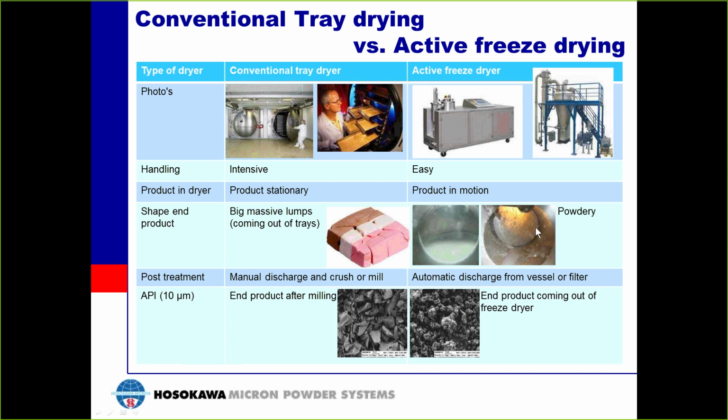For the active freeze-drying, your product is going to go in, and I've already explained this, so I won't go into it again, but you want the product in motion as it's being freeze-dried. What happens here is instead of coming out as a big lump, you can often end up with a powdery substance that will discharge from the vessel or filter rather easily. And by keeping the product active, you can often get a different type of product out.